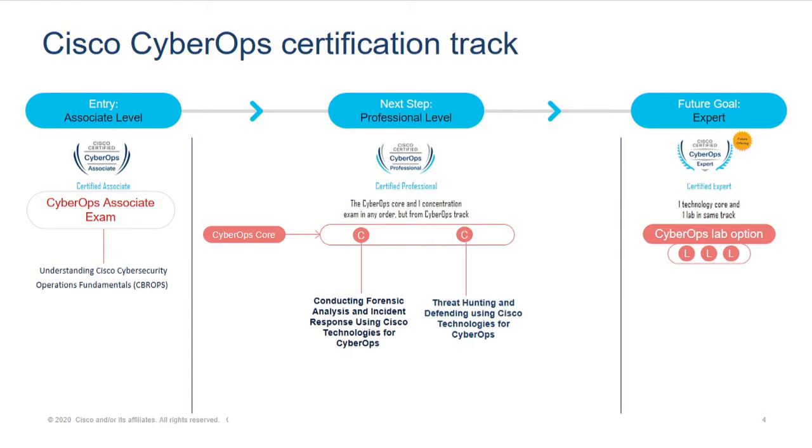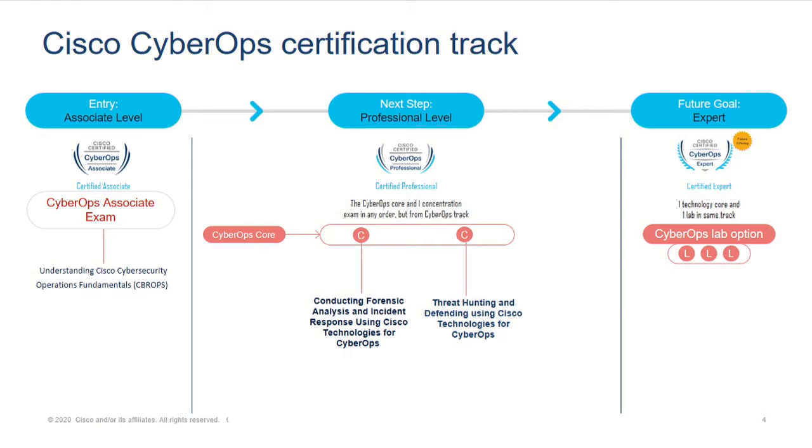The first one is the core, the CyberOps core. That exam is 350-201, and you can find that blueprint online as well. It's a very robust exam. It covers all of the knowledge needed for anyone at the professional level in the cyber operations space. In addition to that exam, you will choose one concentration. And this is similar for all of our professional levels, whether it's network engineer, CCNP, or software professionals at the DevNet professional level, or CyberOps professionals. You take one core, and then you choose one concentration.